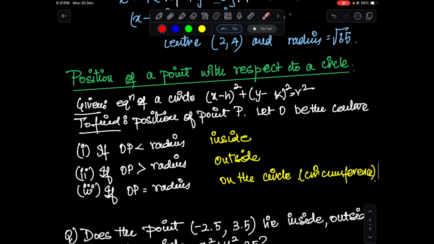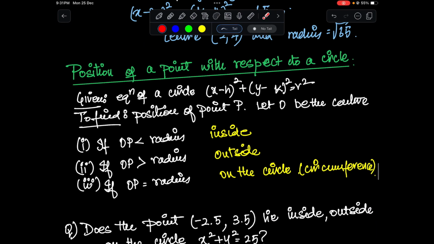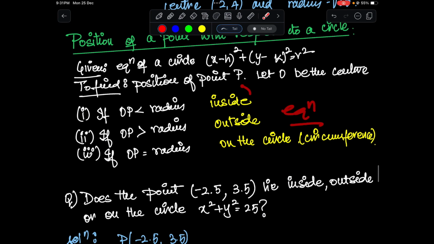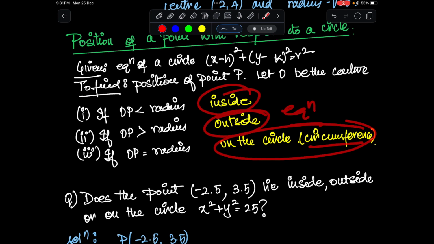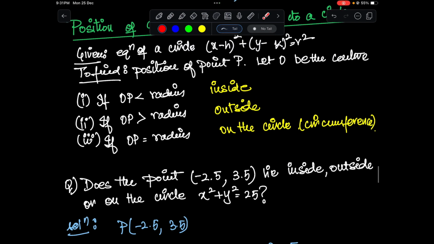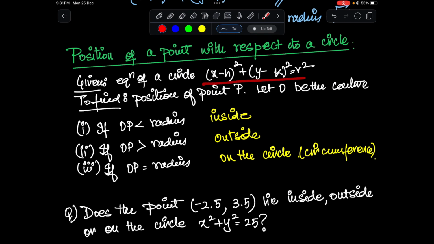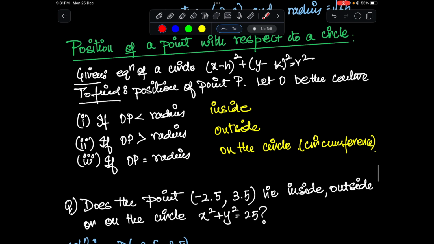Now the next and the last topic for today's class is to find the position of a point, in the sense that we will be giving you a point P, that means the coordinates of that point, and an equation of a circle. And we will be asking whether it lies inside, outside, or on the circle, that means the circumference. Now how are you supposed to find this? First of all, you need to get the equation of the circle, and you need to find the radius. Why do we need to find the radius?